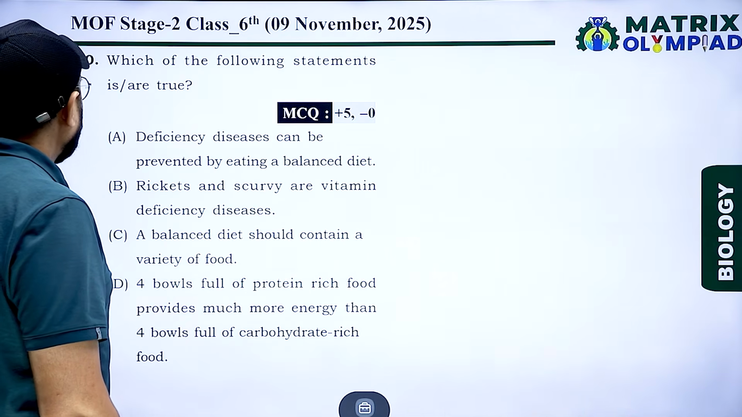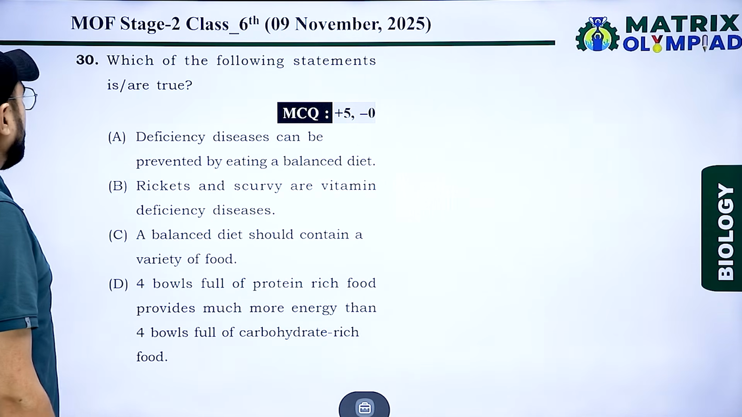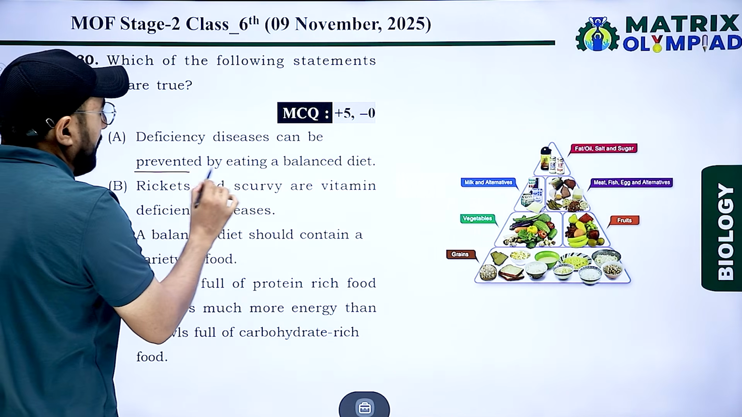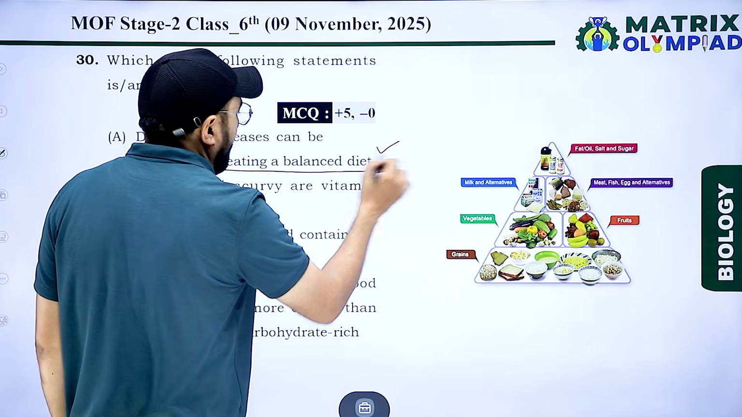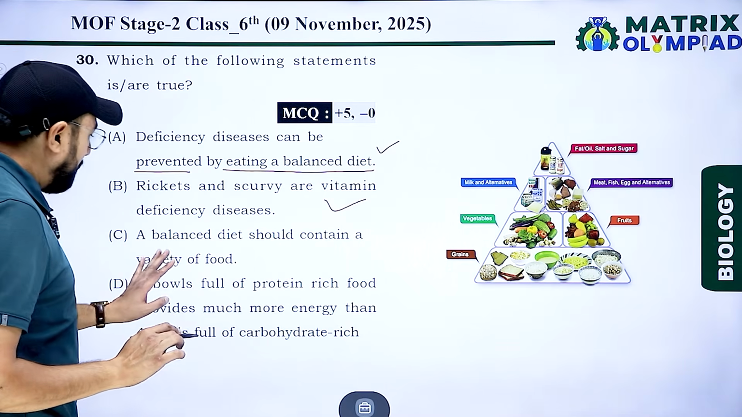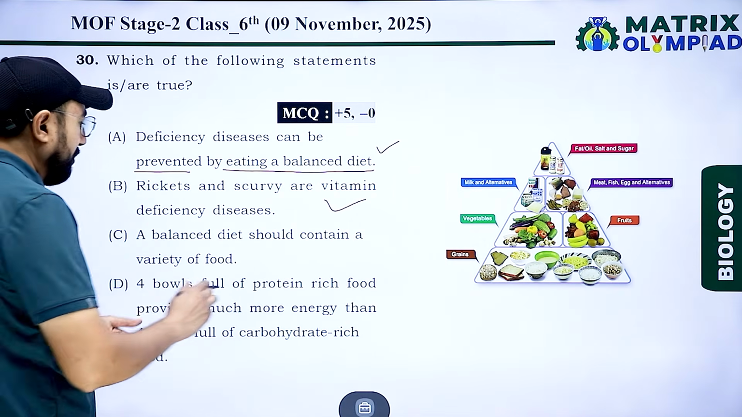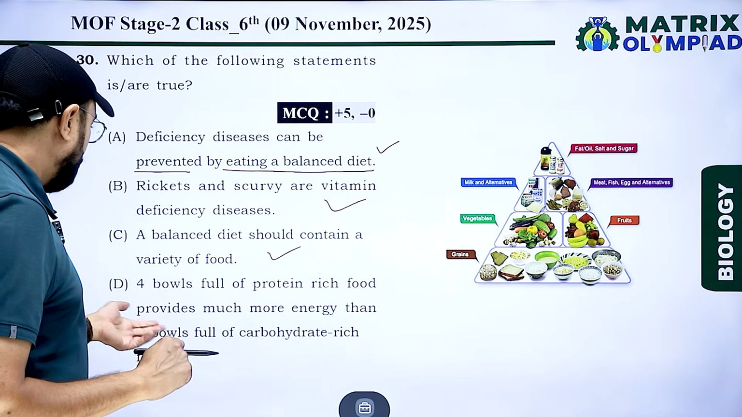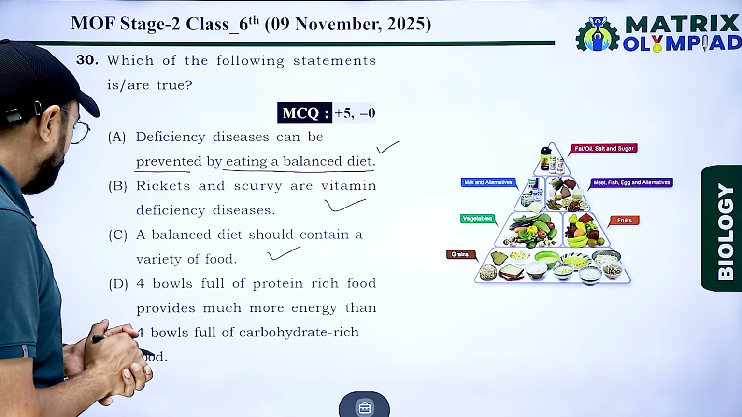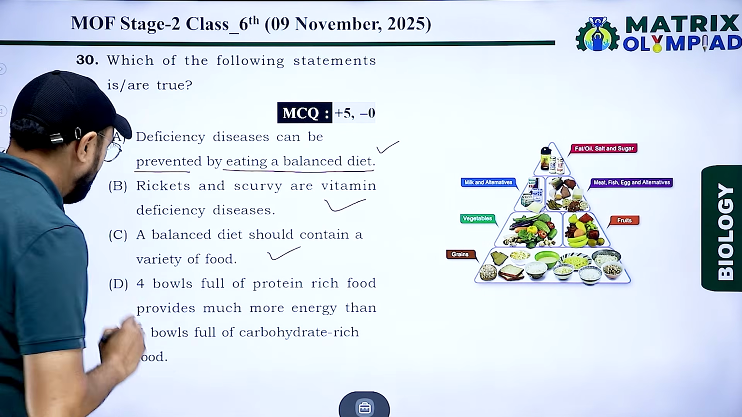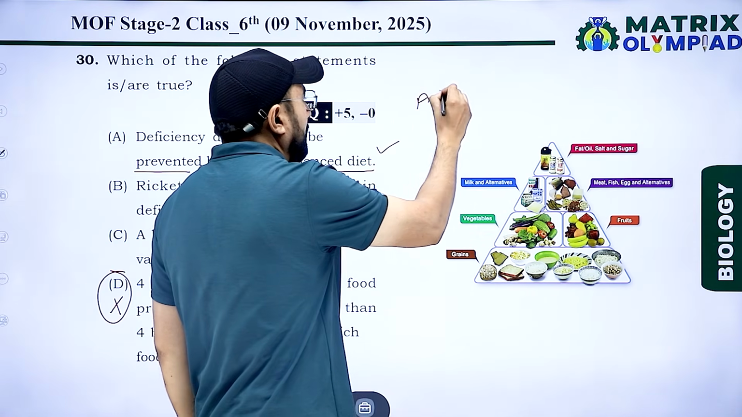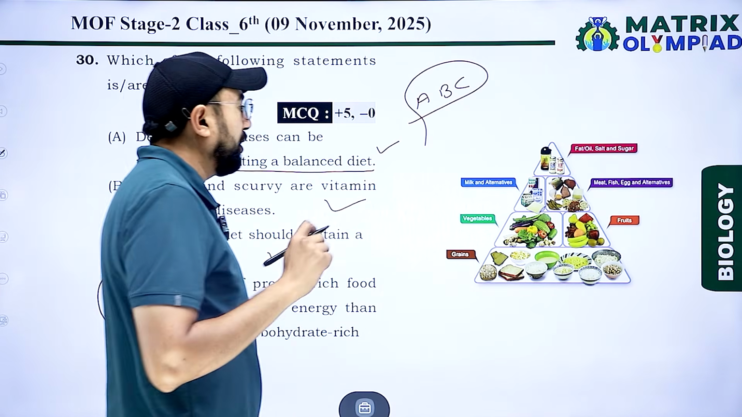Next, which of the following statements are true? Deficiency disease can be prevented by eating a balanced diet, right? Rickets and scurvy are vitamin deficiency diseases, right? A balanced diet should contain a variety of food, right? 4 bowls full of protein rich food provide much more energy than 4 bowls full of carbohydrate rich food. That is wrong. So A, B and C option is right for this question.